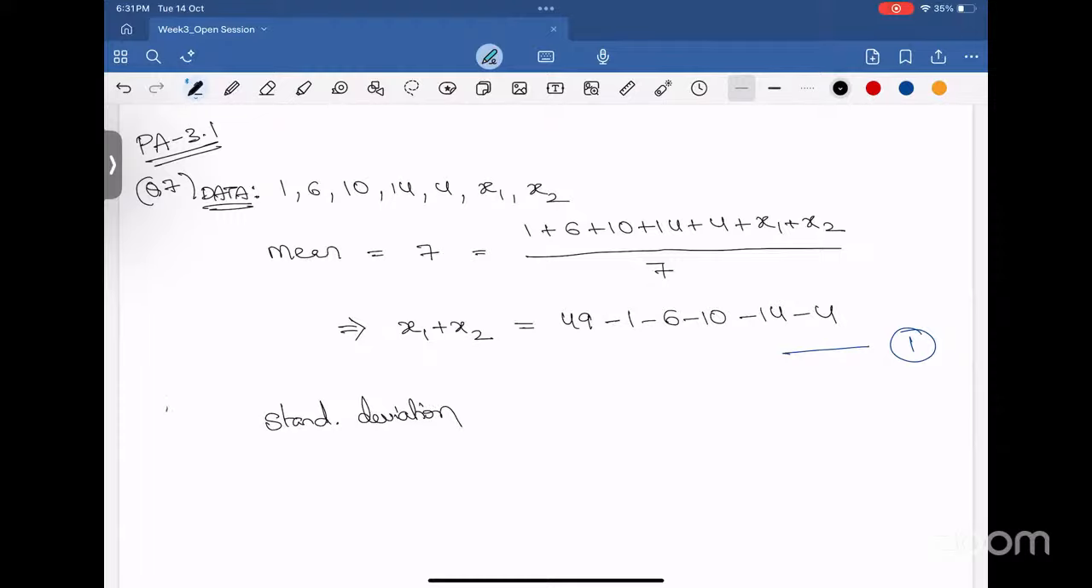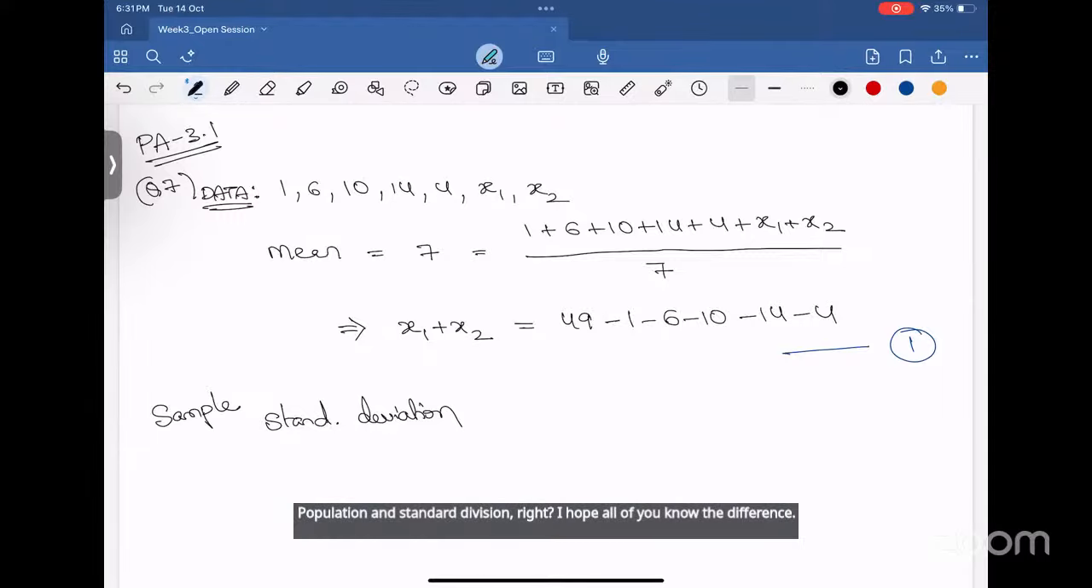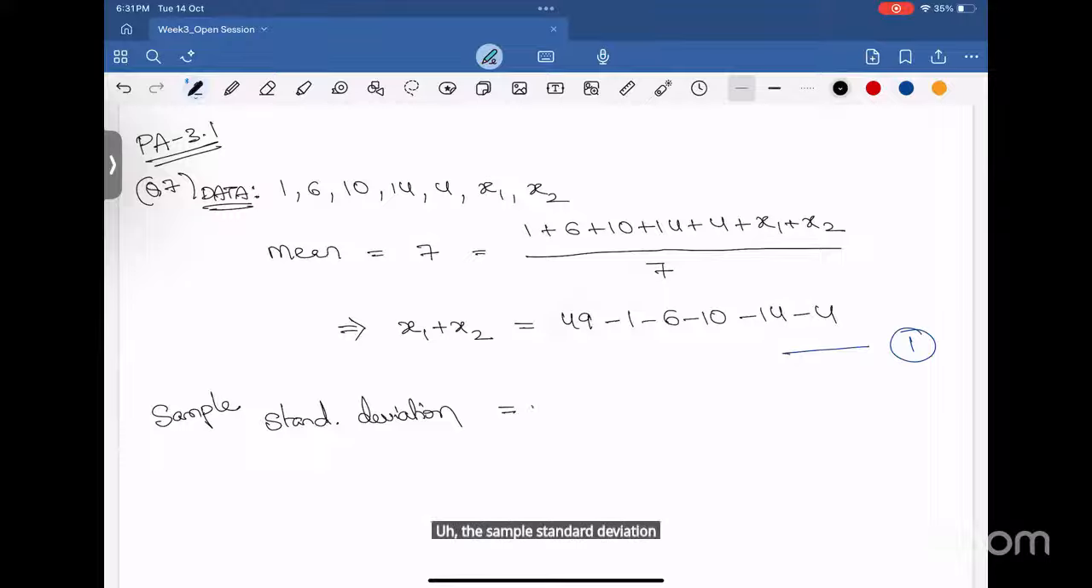Which standard deviation? It is the sample standard deviation. There is a difference between sample standard deviation and population standard deviation, right? I hope all of you know the difference. The sample standard deviation is given to be square root of 106 by 6. From here, I know the sample variance is just the square of the sample standard deviation. So if I just square it, it is 106 by 6.